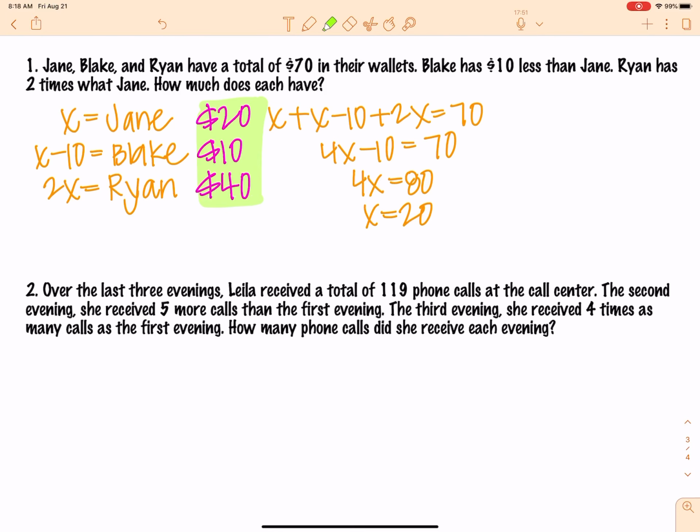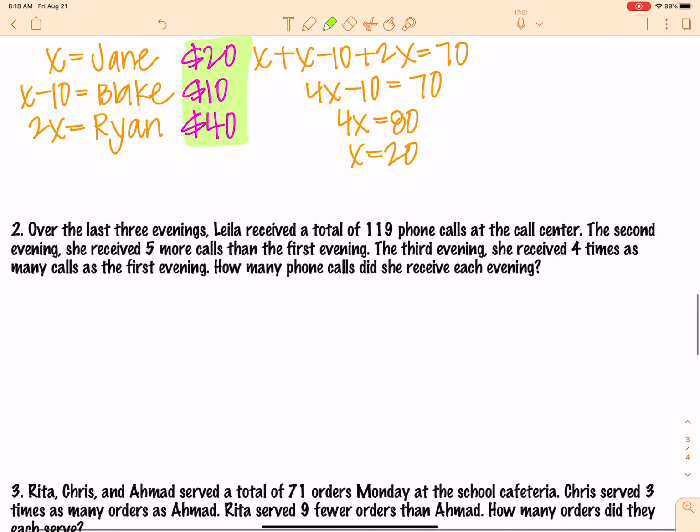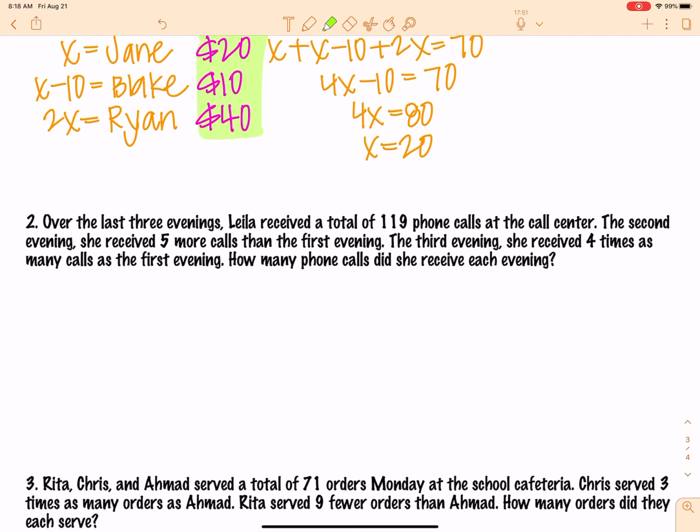All right, number 2. Over the last 3 evenings, Layla received a total of 119 phone calls at the call center. The second evening, she received 5 more calls than the first evening. The third evening, she received 4 times as many calls as the first evening. How many phone calls did she receive each evening?